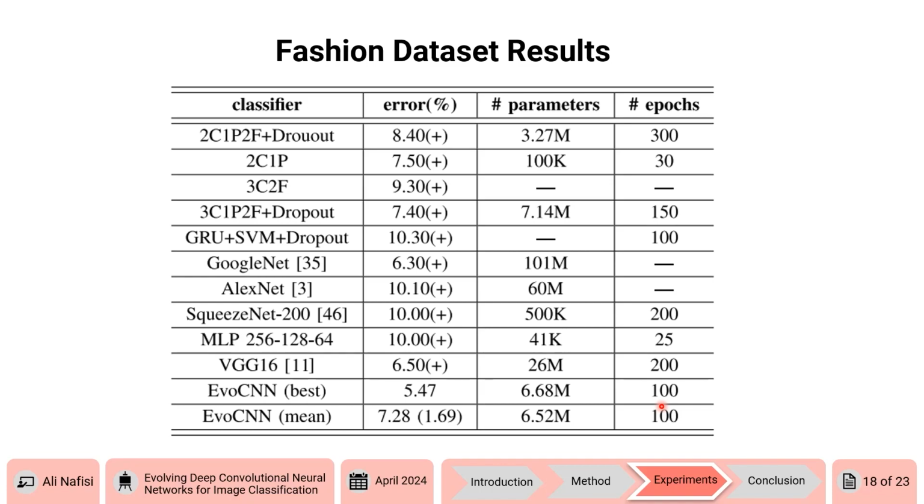Because if they wanted to do 100 epochs for each individual in each population, that would take too much time and too much resource. So that's also a good strategy worth mentioning here. So let's go to the next slide.